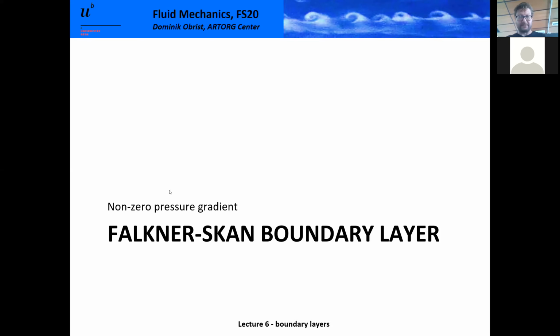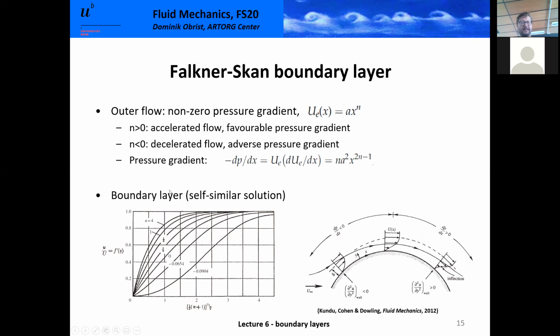So, here in the slide, yes. So what are Falkner-Skan boundary layers? These are boundary layers for non-zero pressure gradient. And as I tried to show before, the pressure gradient immediately translates into a velocity in the outer field. And Falkner-Skan described the outer velocity, here again denoted by UE. They described this by a polynomial.